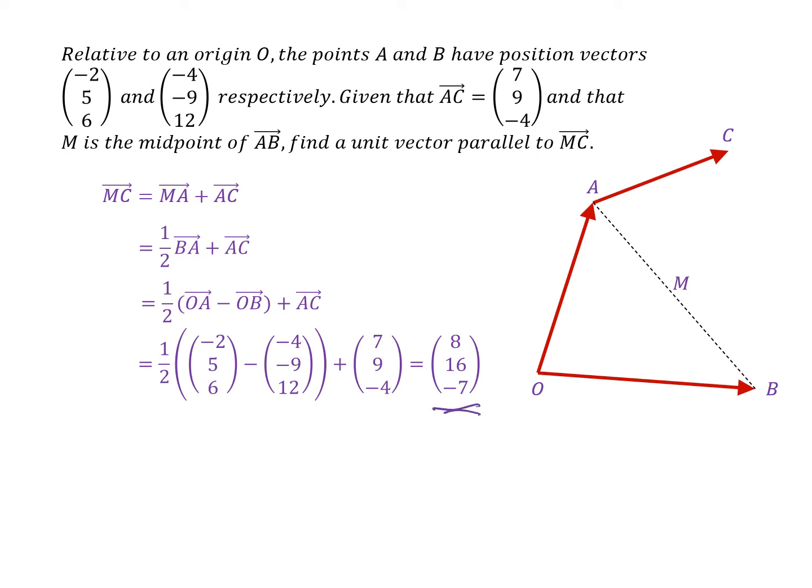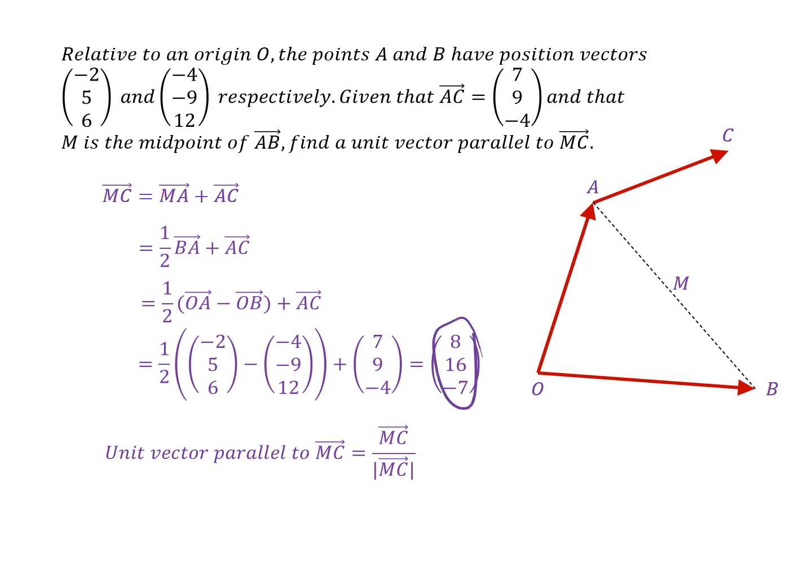So there's the vector MC, and what we're trying to do is find a unit vector parallel to MC. Well, that's going to be a multiple of MC, and it's going to have a length of 1. That's the definition of a unit vector. So for example, if MC had a length of 10, then the unit vector parallel to MC would be 1/10 of MC. So to find a unit vector parallel to MC, we take the vector MC and divide it by its own length. And what is its length?